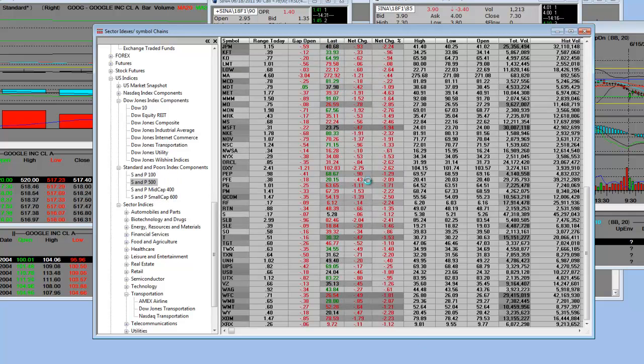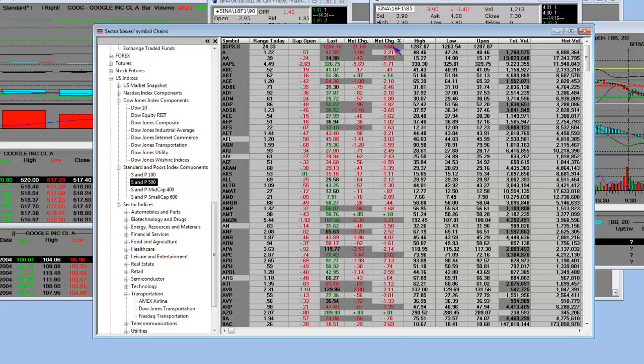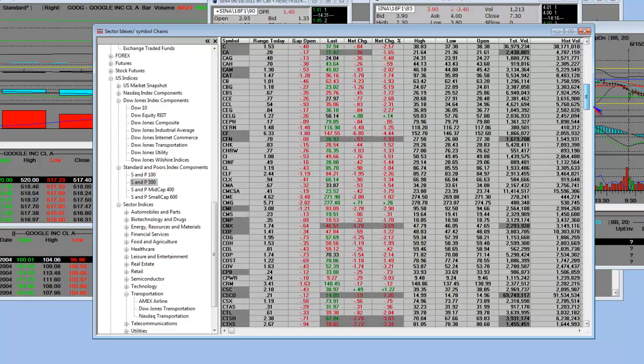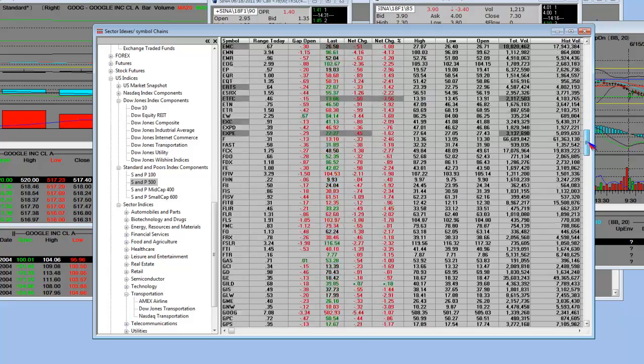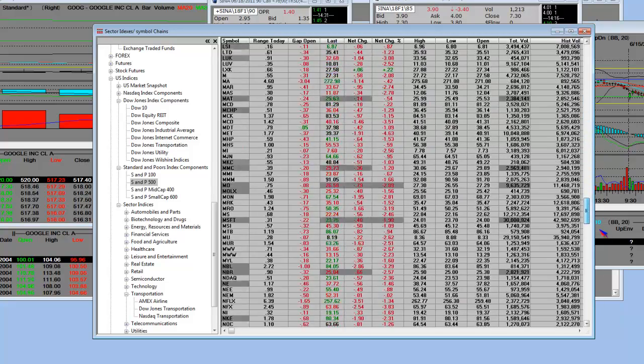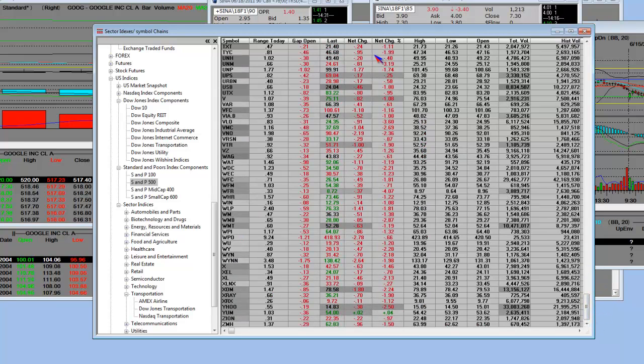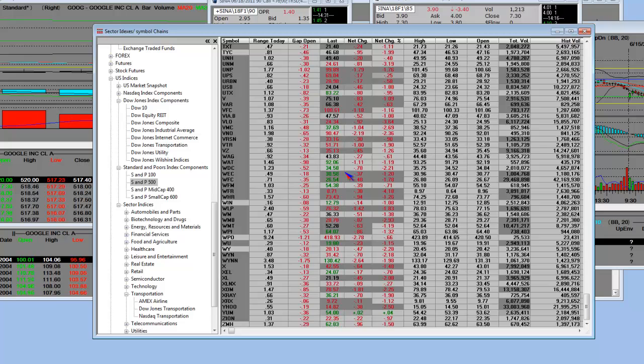S&P 500, let's take a look. Look at that, MMTs compared to yesterday's all green. And then today, once again, you have all red. Everything is red. Look at it, MMTs. Look at all the red in the S&P 500. How about that.